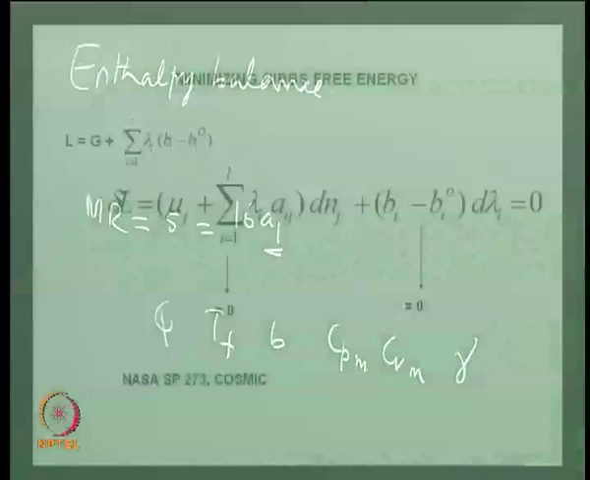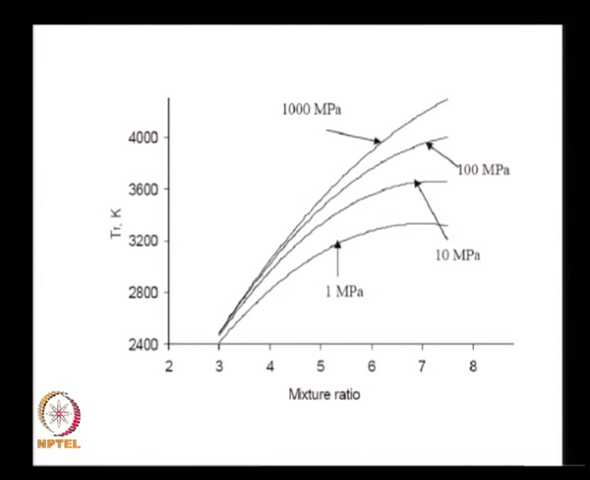I did present this earlier. Now let us see, having understood the problem or having gone through it, how the flame temperature changes with mixture ratio for a hydrogen oxygen reaction. Mixture ratio 8 is stoichiometric, and as I said, we always operate in the fuel rich region. Now at higher pressure I find a higher value of temperature than at lower pressure.